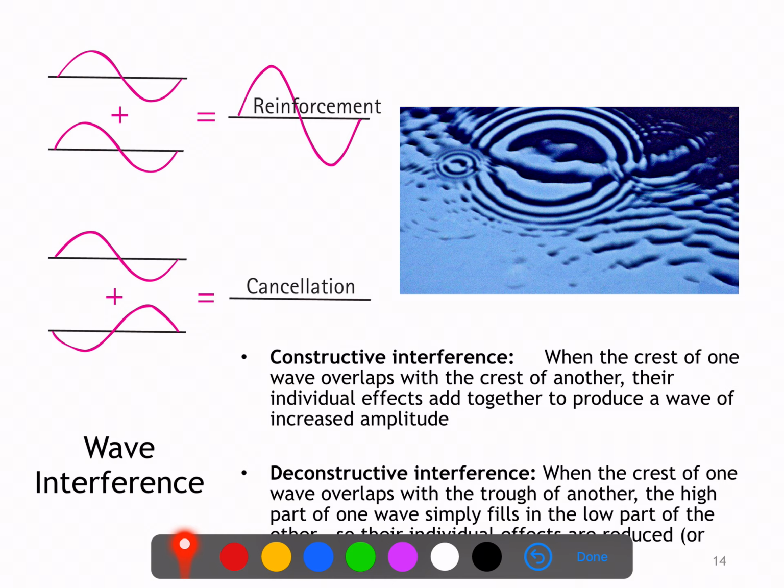Nevertheless, if you have that condition, then you have effectively a double wave or a reinforced wave, which we would call constructive interference. On the other hand, if you have a wave where the peak lines up with a trough and the trough lines up with a peak, then you're effectively canceling the wave out, and we would call this destructive interference.